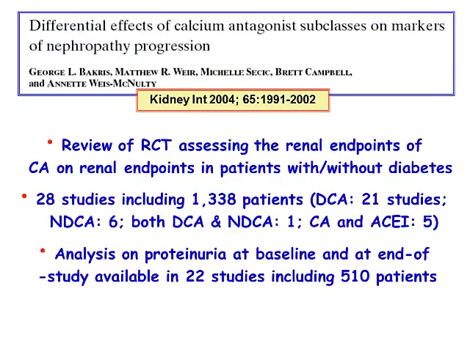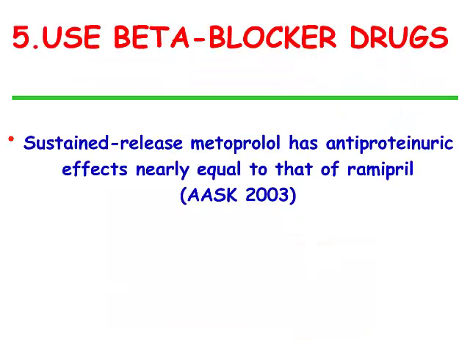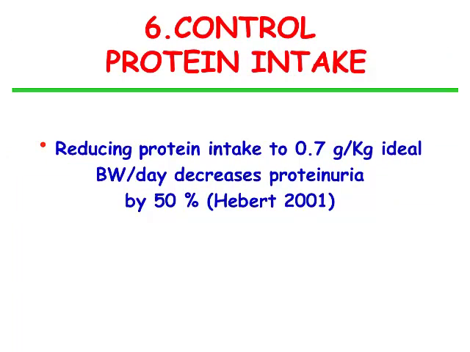And in a meta-analysis paper, it has been shown that non-dihydropyridine drugs, such as diltiazem and verapamil, on the contrary, can significantly reduce proteinuria independently of their effect on systolic blood pressure. Use beta blocker drugs, because it has been shown in this study, which I have already mentioned before, that sustained release metoprolol has antiproteinuric effects nearly equal to that of ramipril. And control protein intake, because the same group has demonstrated that reducing protein intake can decrease proteinuria by 50%.